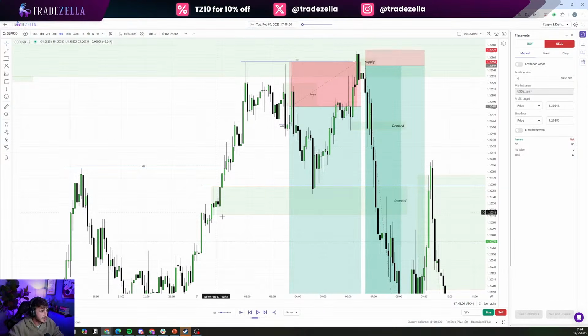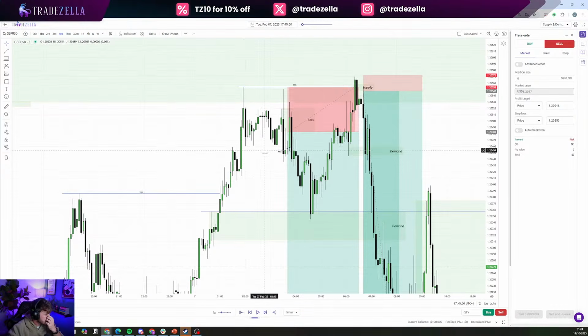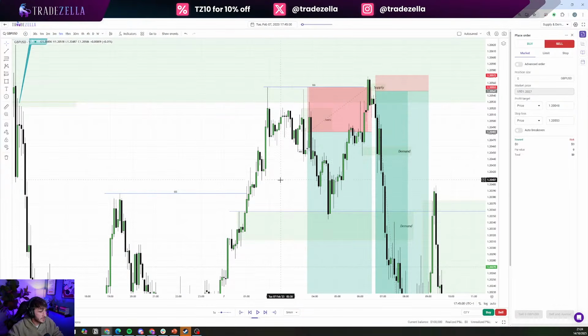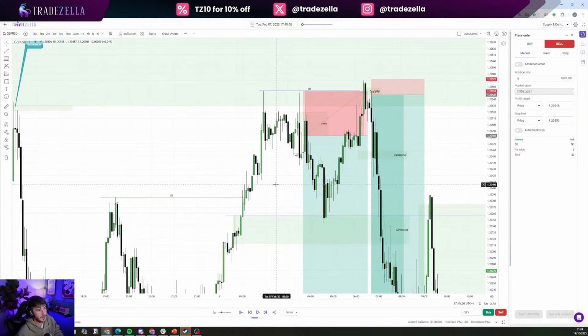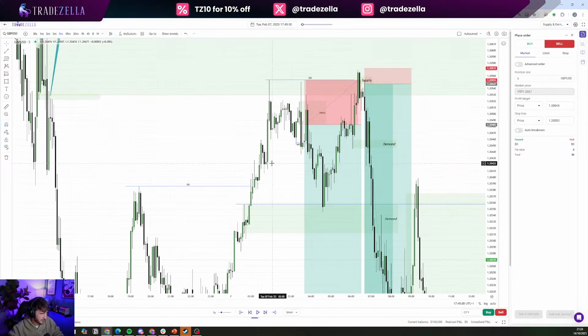So price comes down, taps into this area of demand, and then we proceed to go higher. The market isn't ready to turn yet. So no worries. I get taken out at break even. I get stopped out there. No strategy is perfect. You're never going to have a 100% win rate.